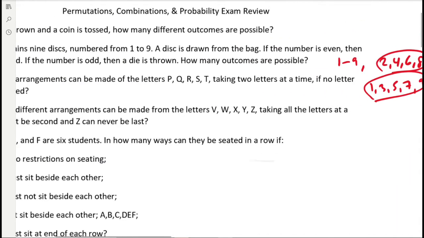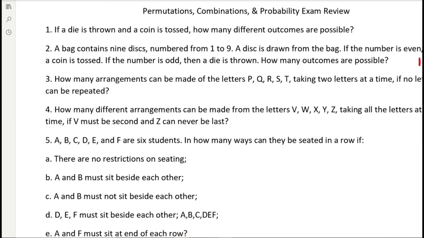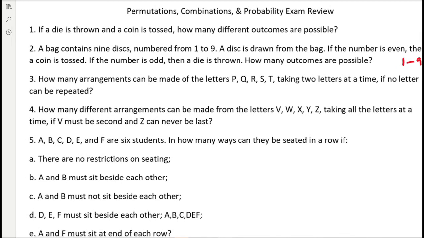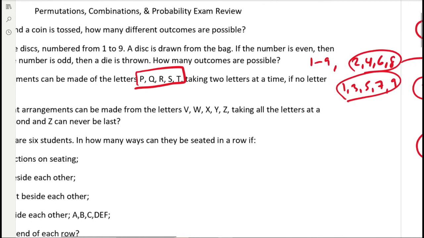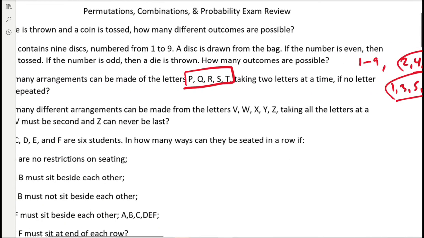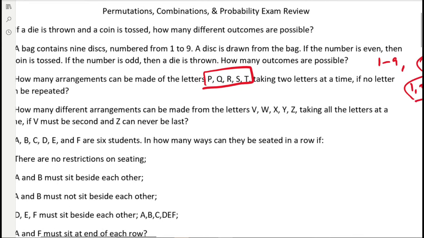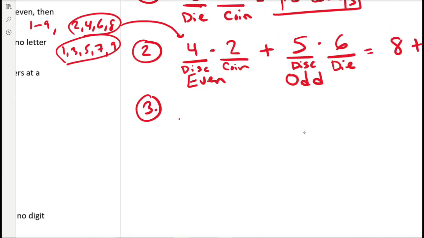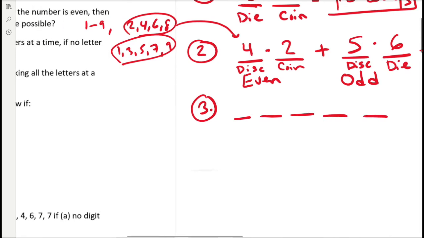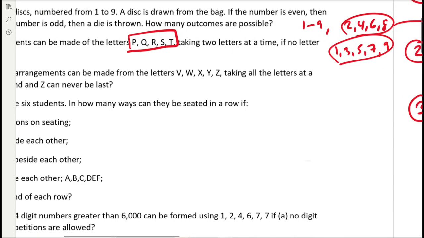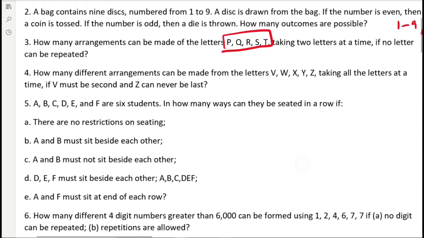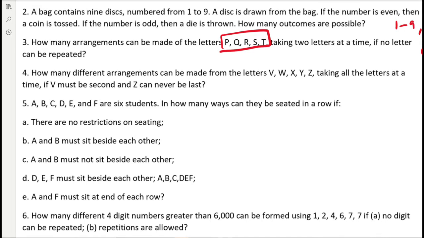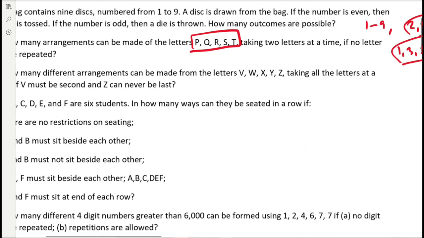All right, so let's look at the third problem. How many arrangements can be made of the letters P, Q, R, S, T, taking two letters at a time, if no letter can be repeated? So we have these five letters, and we're taking them two at a time, and we cannot repeat them. There are a couple of ways of doing this. You can use the multiplication counting principle. Actually, it says we're only doing arrangements, so I apologize for that. How many arrangements can be made, taking only two letters, if no letter can be repeated?